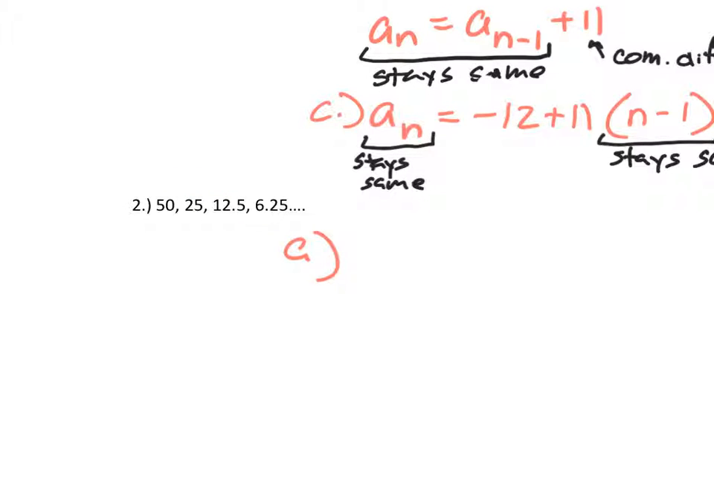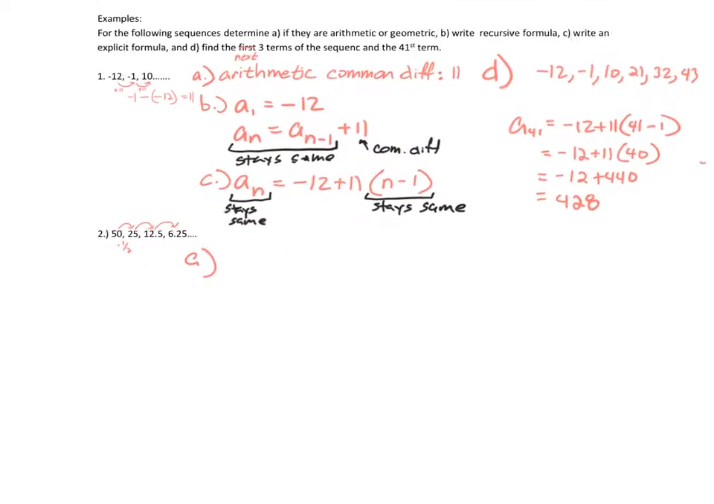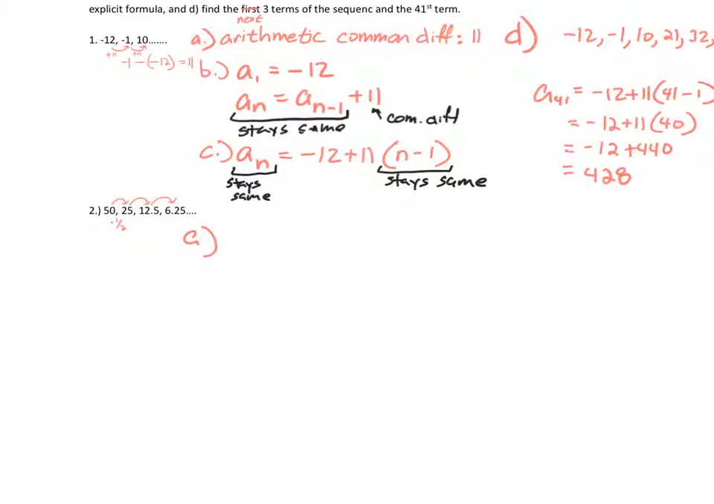So if I take 25 divided by 50, that is the same as 1/2. So let's see if 1/2 is how we're changing, multiplying by half each time. So 50 times 1/2 gives me 25. Then I multiply by 1/2 again, I do get 12.5, multiply by 1/2 again, and I do get 6.25. So this is a geometric sequence, which means there's a common ratio, and that common ratio is 1/2.